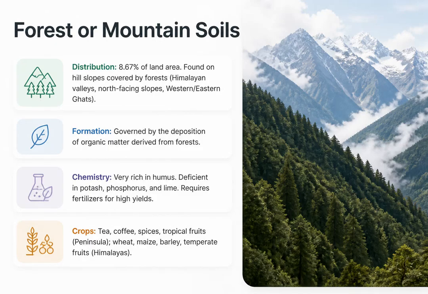Let's shift our altitude and look at forest or mountain soils. Covering about 8.67% of India's land area, these are heterogeneous soils found on forested hill slopes, particularly in the Himalayan valleys and the Ghats. Their formation is heavily governed by the deposition of organic matter derived from the forests, making them very rich in humus. However, they are deficient in potash, phosphorus, and lime, so they require a good deal of fertilizers. They are perfect for plantations in the peninsula and for temperate fruits and wheat in the Himalayas.